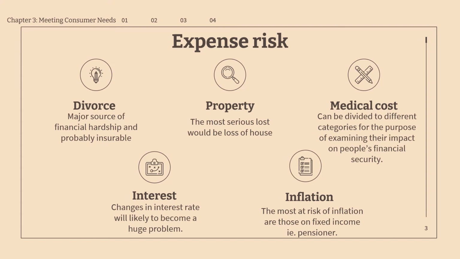Next is the medical costs. The medical costs can be divided into different categories for the purpose of examining their impact on people's financial security. The smaller costs, such as visits to the family doctor, which are unimportant financially to most people, the cosmetic operation, and time in luxury hospitals, can be paid if the people have the money.